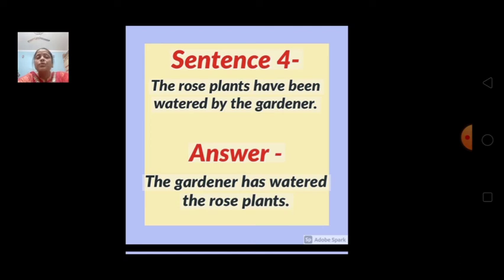So what are we going to do? We are going to put the doer first, the gardener. After that, the gardener is singular. Here we have used have in passive voice because we have used have for the rose plants. Plants are plural, so that's why we have used have. Now here, the gardener is singular, so according to the singular noun, we are going to use has. The gardener has. We will remove been because been is only for passive voice. So the gardener has watered, and then we are going to put the receiver, the rose plants. We'll also remove by.